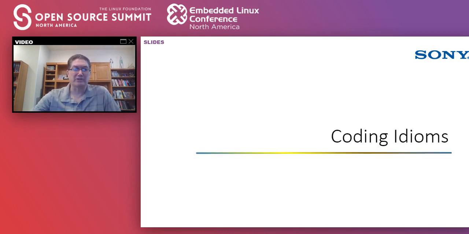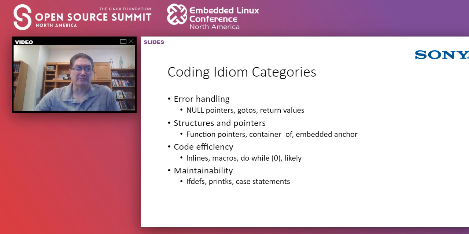And the reason I bring those up is I think it provides the rationale for a lot of these coding idioms that I'm going to be talking about. So what are the coding idioms? I've divided the things I want to talk about into these four main categories: error handling, structures and pointers, things having to do with code efficiency, and then maintainability. So let's just dive right in.